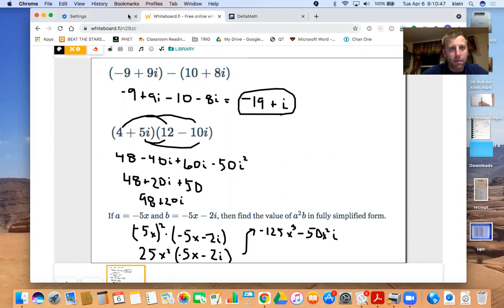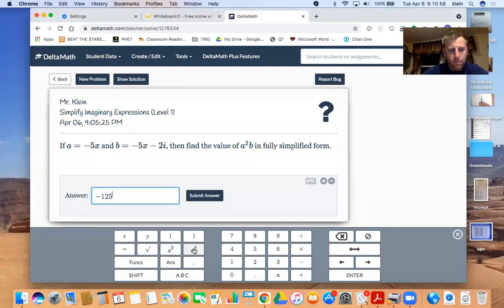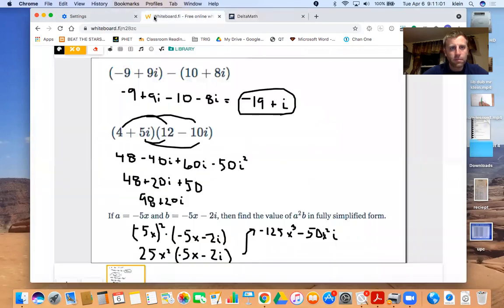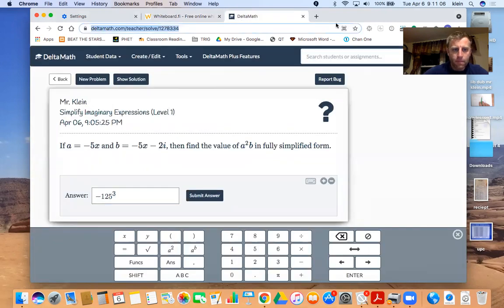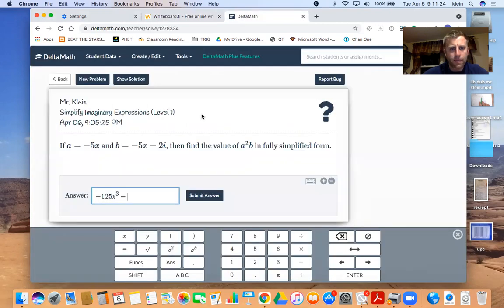Okay, I'm going to try typing that one in quick just to see. Negative 125x to the third minus 50x squared i.